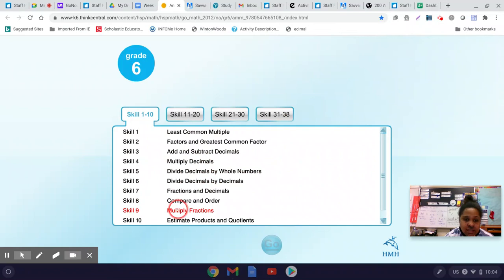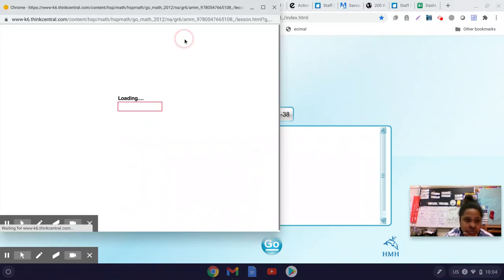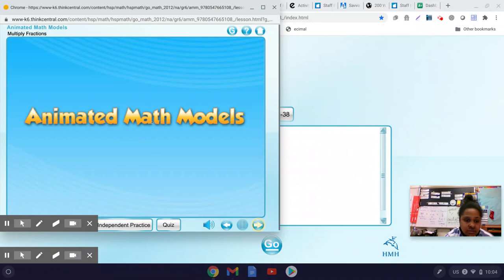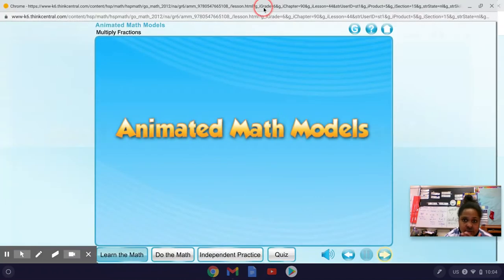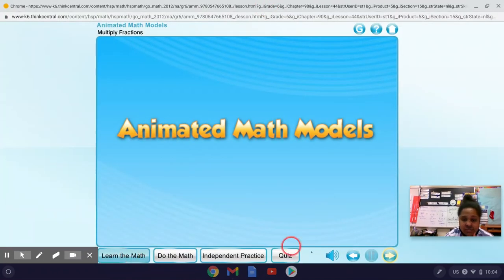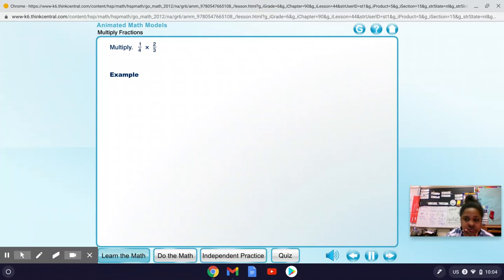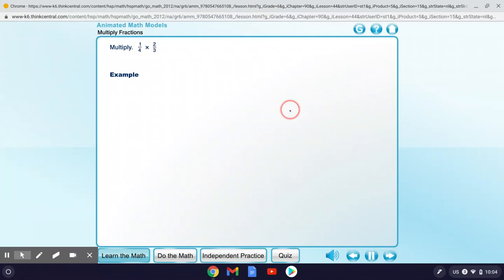So we're going to do skill 9, multiply fractions. So feel free to shout out the answers. I'm just going to go over the first part, learn the math. Example. Multiply 1/4 by 2/3. One way to multiply the fractions is to make a model to find the product.